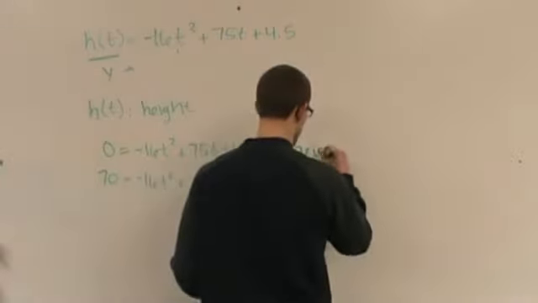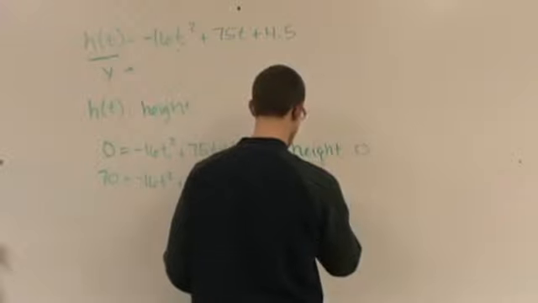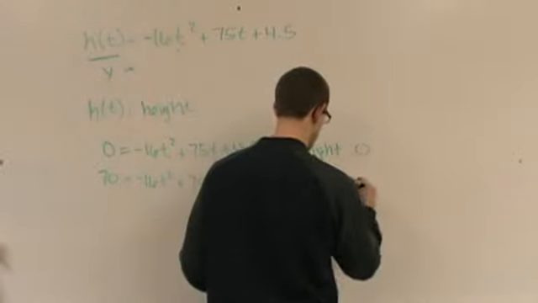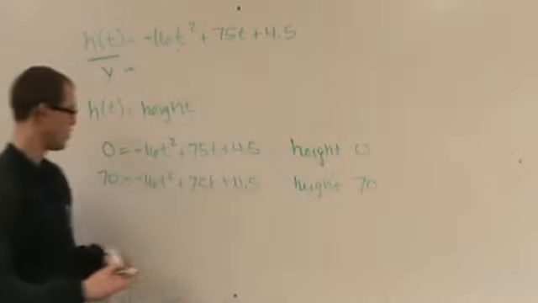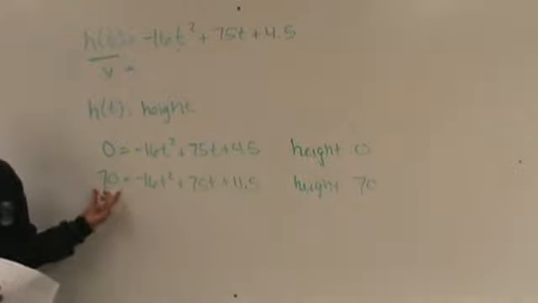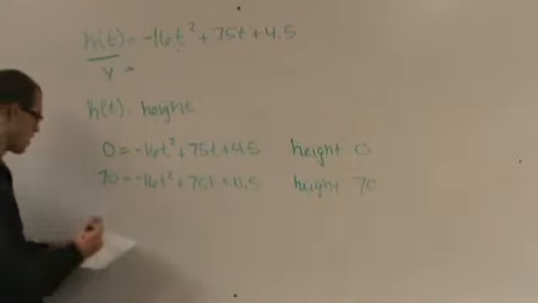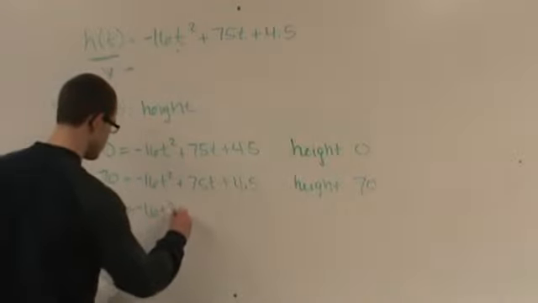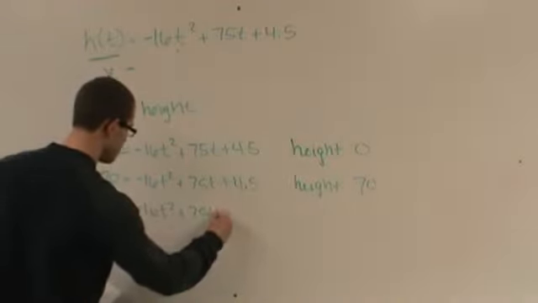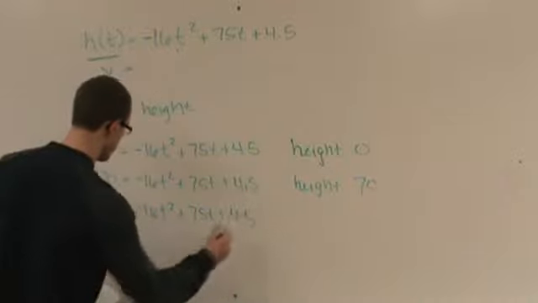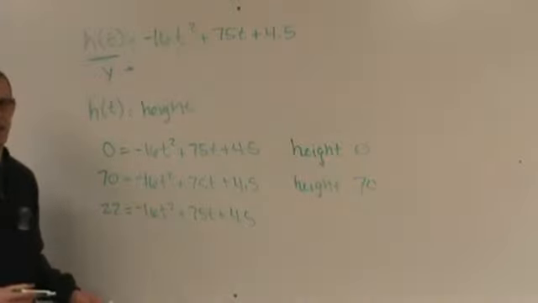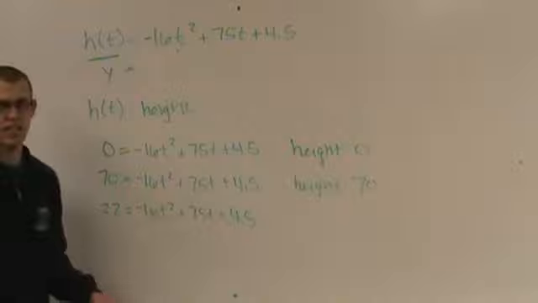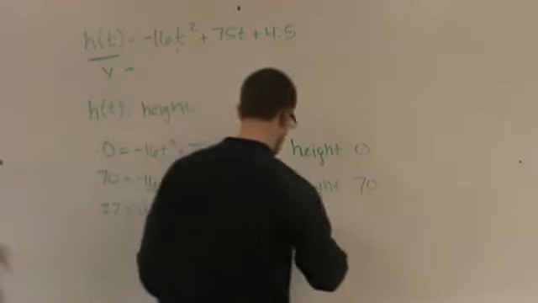So height, well, the first one was 0. Height of this one is 70. So whatever this number is, that's the height. One more problem. 22 equals negative 16t squared plus 75t plus 4.5. So now we have a 22 in the height spot. That means the height is 22.